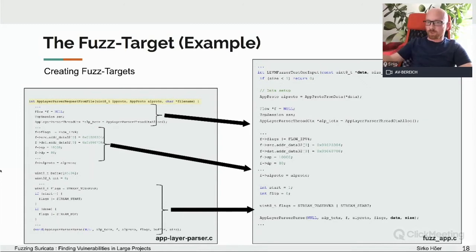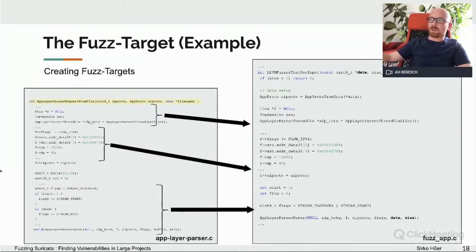Sometimes we have projects with one-line targets that are very easy to set up. We only have to initialize one specific object, and this object has a method, and this method is used by the fuzzer to parse. In this case, I have a lot of structs and a lot of variables that have to be initialized before I can run this API function.